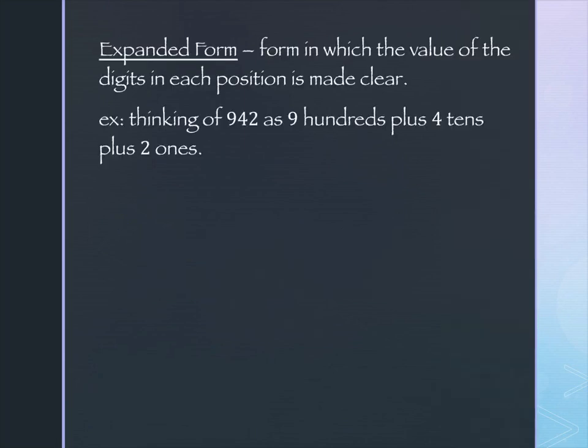So for starters, we're going to talk about expanded form. We've looked at expanded form in other bases. This is a form in which the value of each digit in its position is made clear. So in other words, instead of thinking of the number 942 as 942, we think of it as 9 hundreds, 4 tens, and 2 ones.